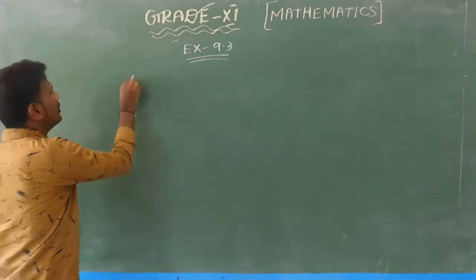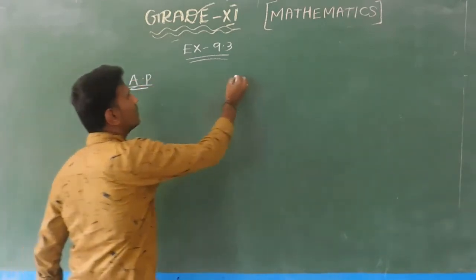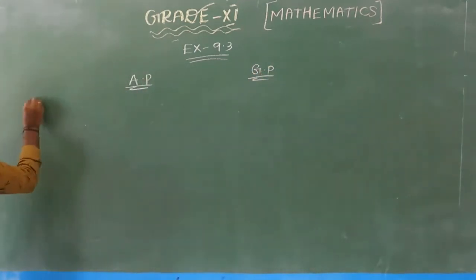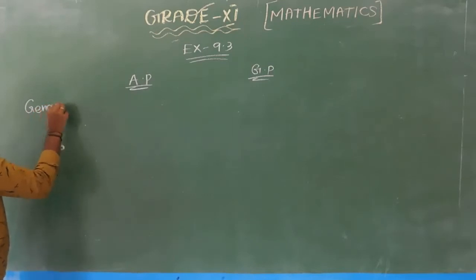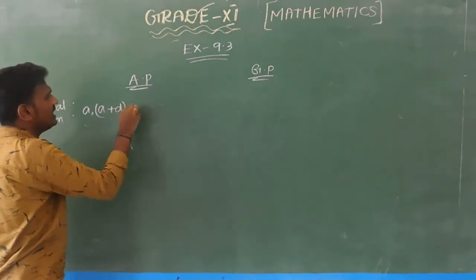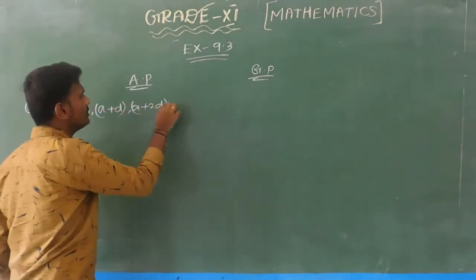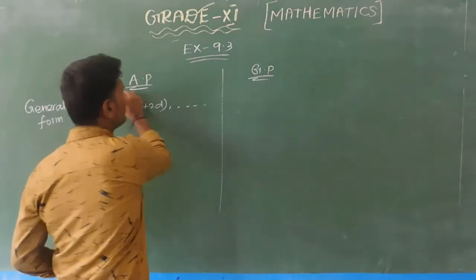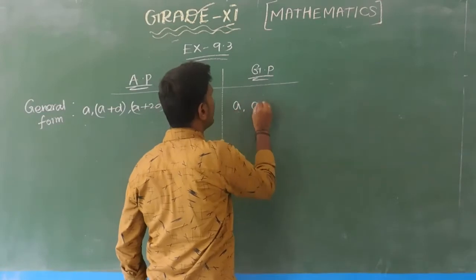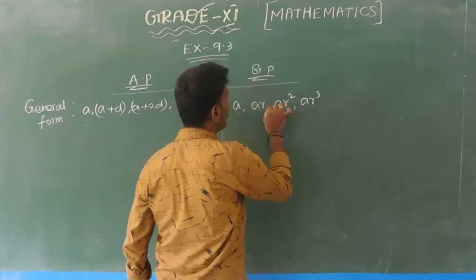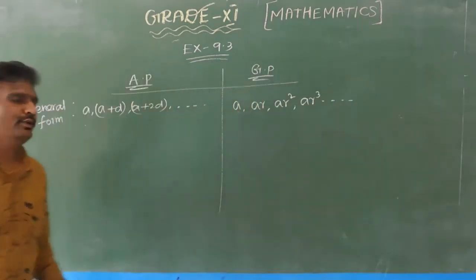Now this is AP, and I am going to compare it with the GP. First, the general form. The general form of AP is a, a plus d, a plus 2d, and so on. Coming to GP, you have a, ar, ar square, ar cube, and so on.